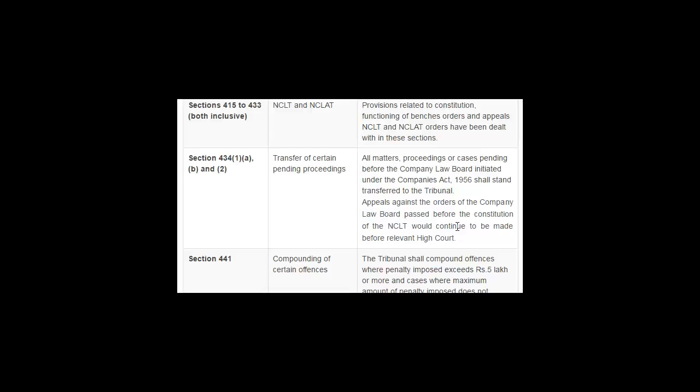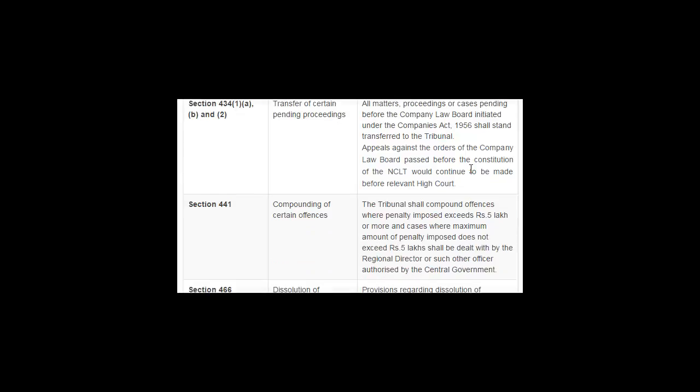Appeals against the order of the Company Law Board passed before the constitution of the NCLT would continue to be made before the relevant High Court. With the help of an example, if an order of the Company Law Board was passed before the constitution of the NCLT, the appeal would continue to be made as per the old law, where the relevant authority was the High Court. So this is an exception to the above section. We will be clear with these examples.